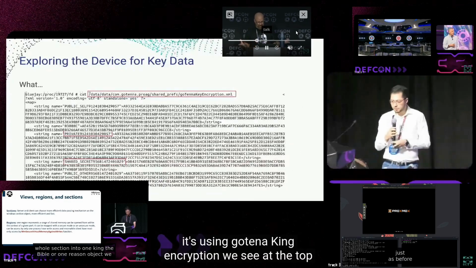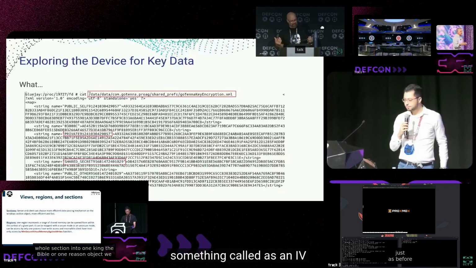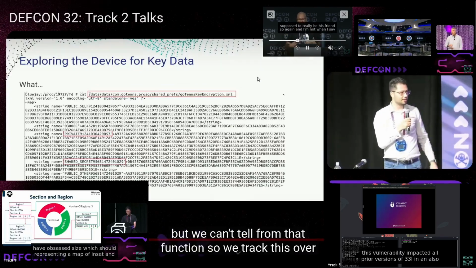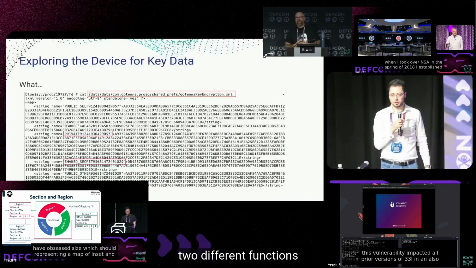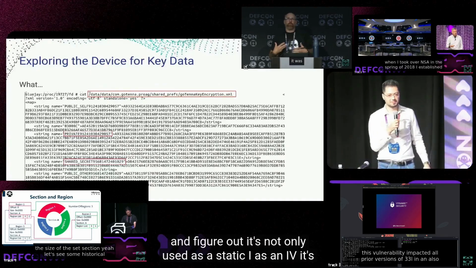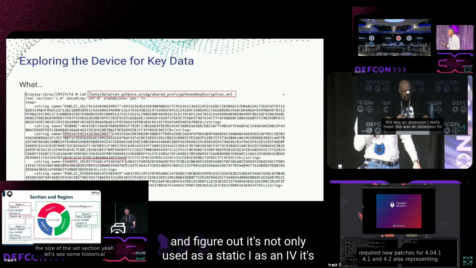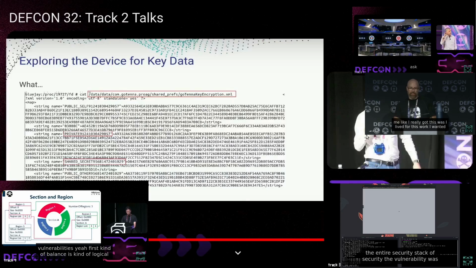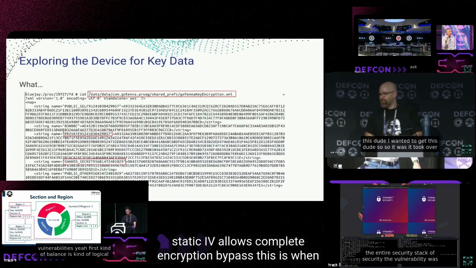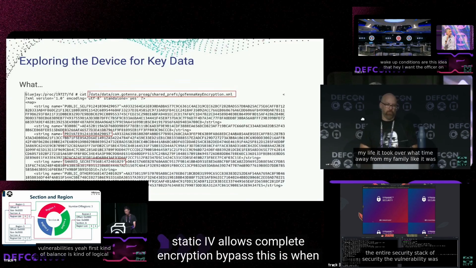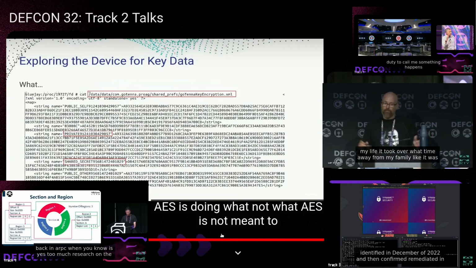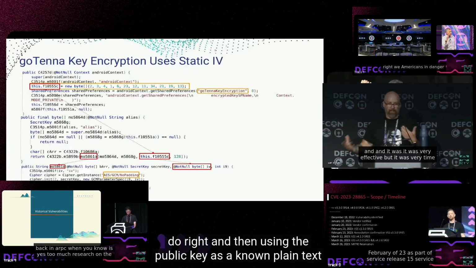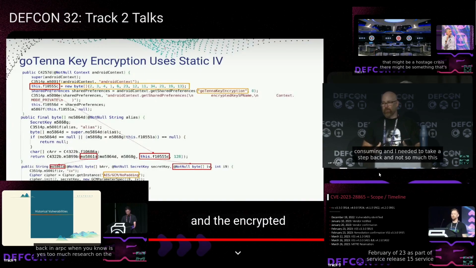We go into the device, find the goTenna folder in that same phone, and find something called goTenna key encryption. I wonder if that's used for it. It's using goTenna key encryption. We see at the top something called an IV, but we can't tell from that function.